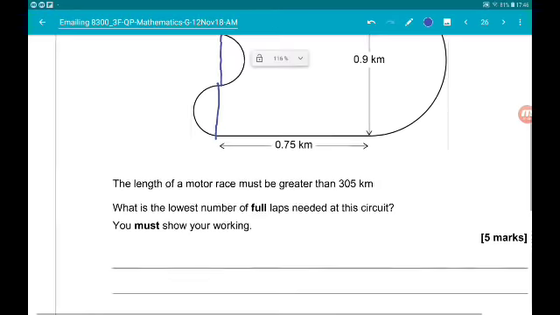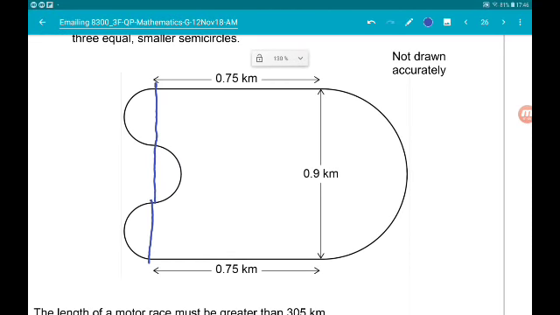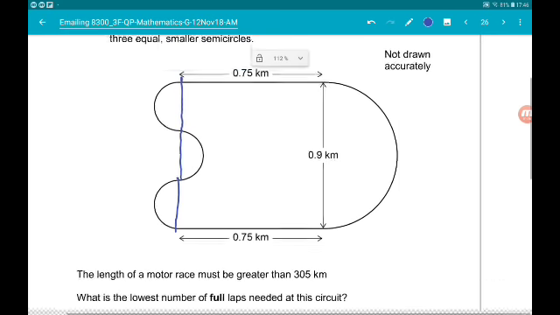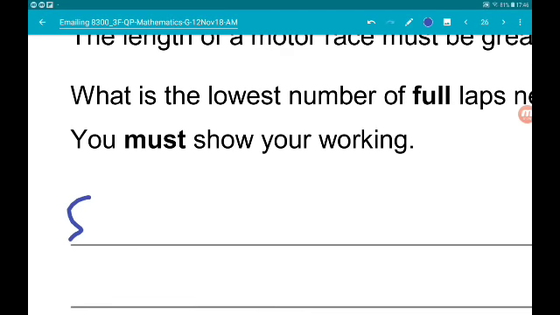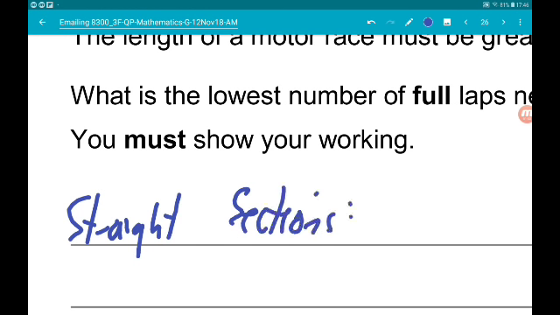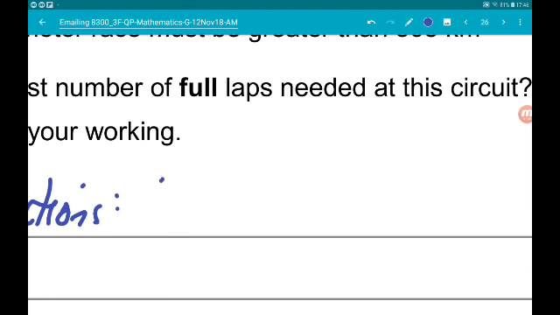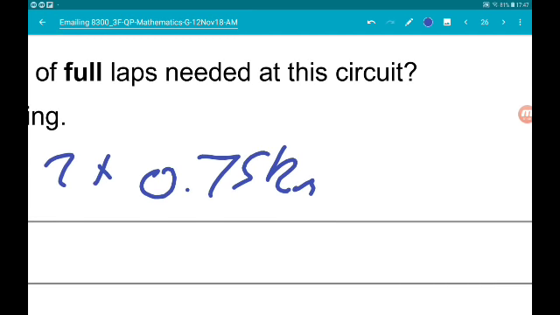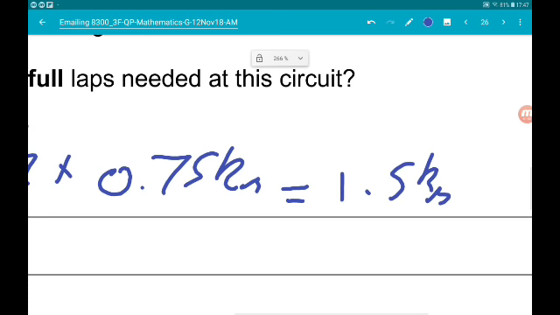Okay, so what we need to do then is find the perimeter of this shape. The perimeter is the length of 1 lap. When we know that, divide 305 by the length of a lap and we'll get the answer. So, the two straight bits, that's nice, that's just going to be 2 times 0.75 kilometers, which is 1.5 kilometers. So, that's good.